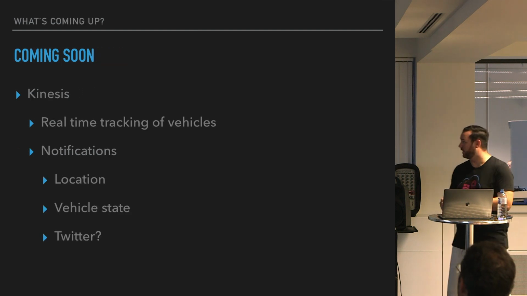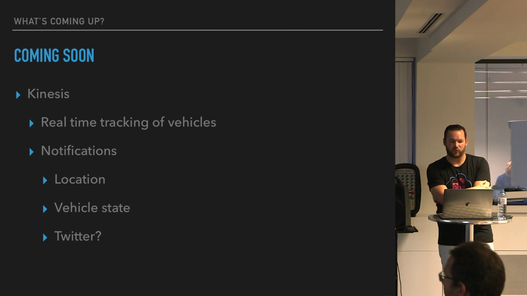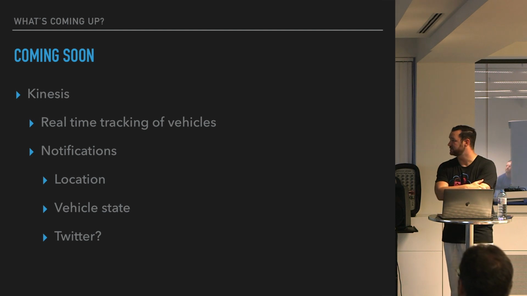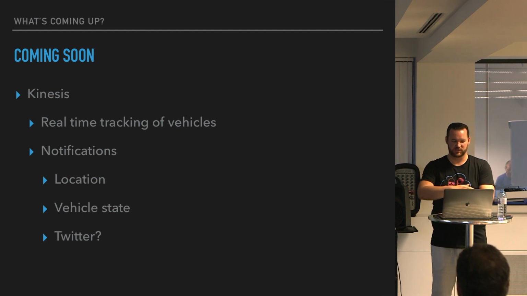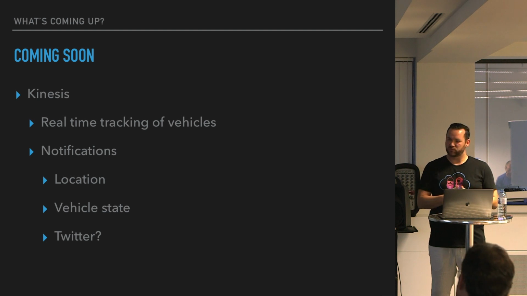Well, the outlook for my application, I might use Kinesis for real-time tracking of vehicles, so I want to have a map and see all the vehicles driving on those maps, and this can be done by using Kinesis. This is a very great way to process streaming data. So all the time, data is reaching the application. You want to process it in real time.